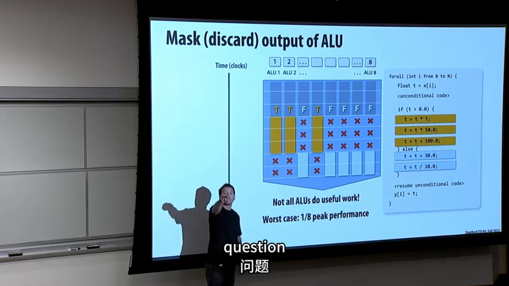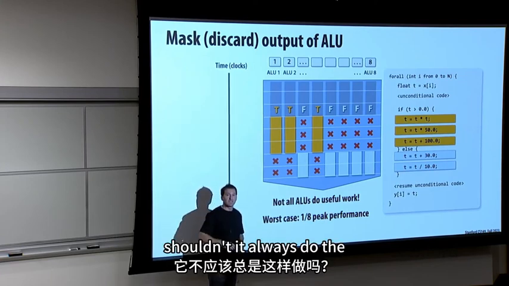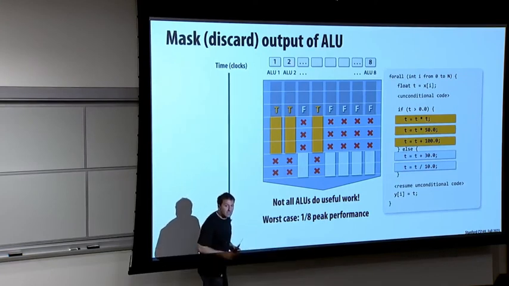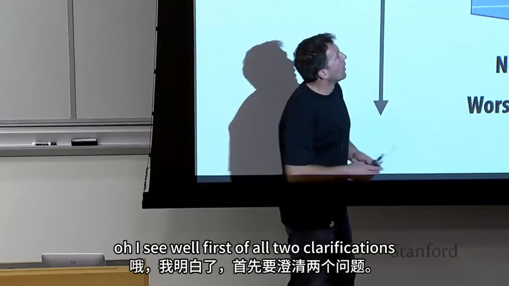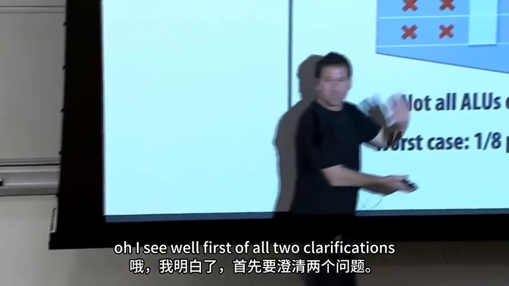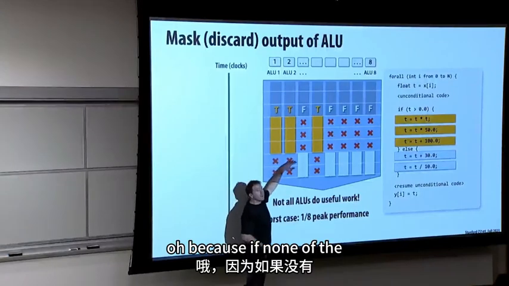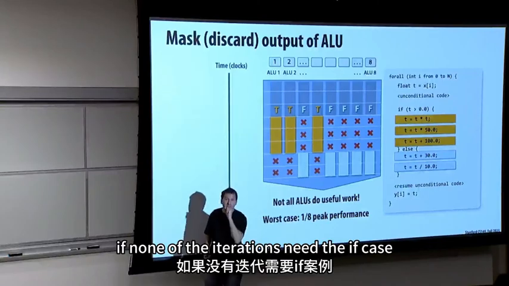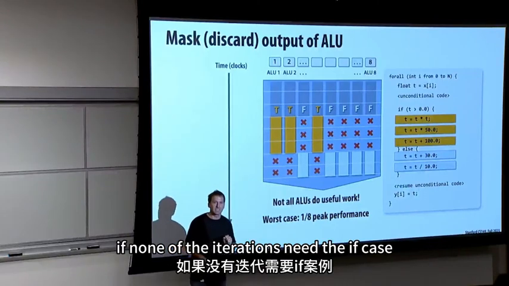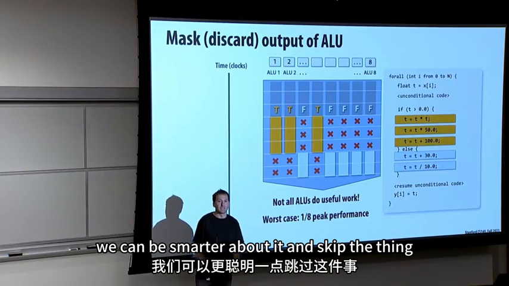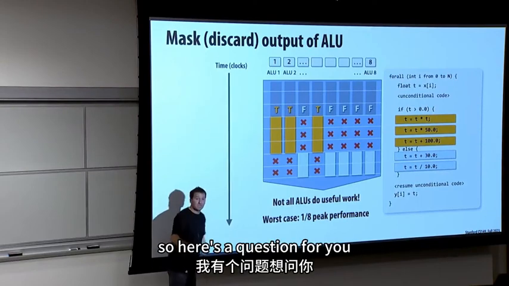Question? Shouldn't it always do the true case and then do the false? Oh, I see. Well, first of all, two clarifications. Because if none of the iterations need the if case, we can be smarter about it and skip that. Yes. So here's a question for you.